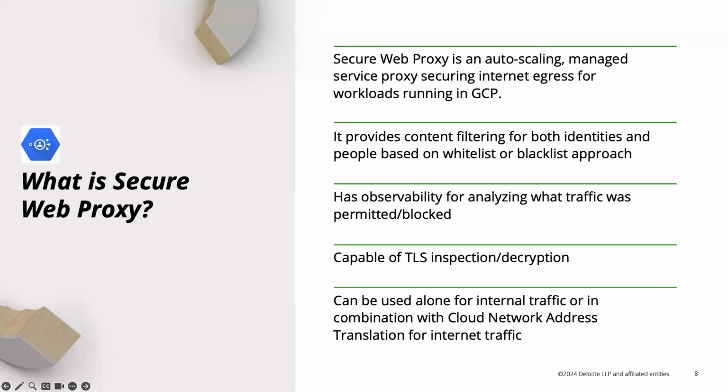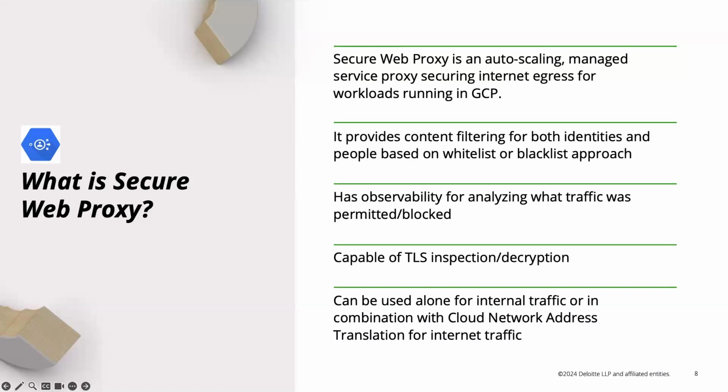And then I can block everything else, or I can do a blacklist approach, which would be the converse of that, right? And it also has advanced observability. So I can see what services are trying to connect to what endpoints on the internet, which is also important for security compliance. It is also capable of encryption or decryption. So we can take that TLS, break it, and look at what my services are really trying to go to if it's encrypted.